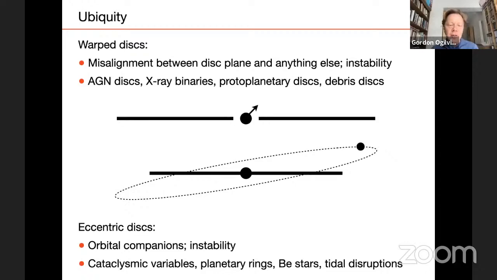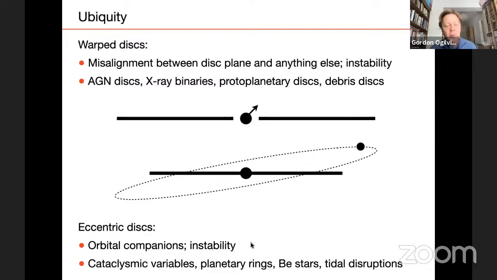As for eccentric disks, again, eccentricity can be induced by an orbital companion. If the companion has an elliptical orbit, then through secular forcing of the disk, it will acquire some eccentricity. But even if the companion has a circular orbit, there can be mean motion resonances that lead to an instability that produces eccentricity in the disk. I'll show examples of that.